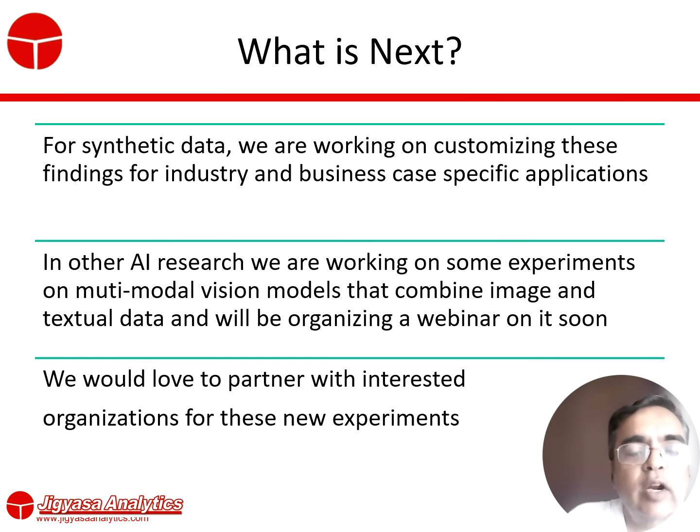So what is next for us in our AI research? For synthetic data, we now want to customize our findings for specific industry solutions. But we are doing a lot of research on other AI areas as well. In particular, we are working with computer vision models to combine image and textual data and use them in predictive models. And we are very excited with the results we are seeing in this area. And we look forward to bringing a webinar on this to you sometime soon.